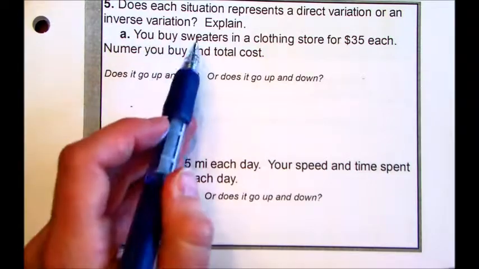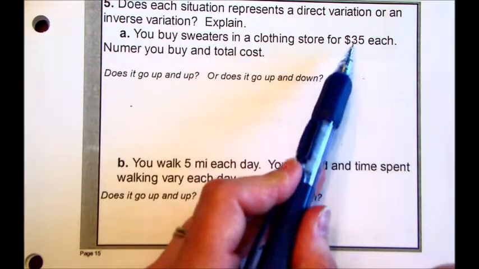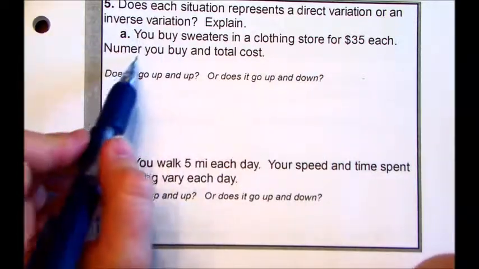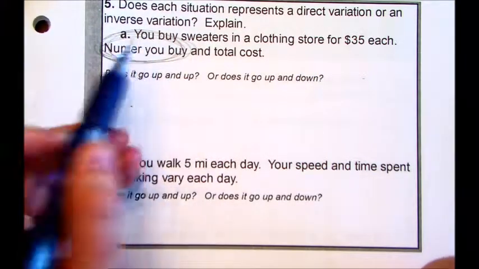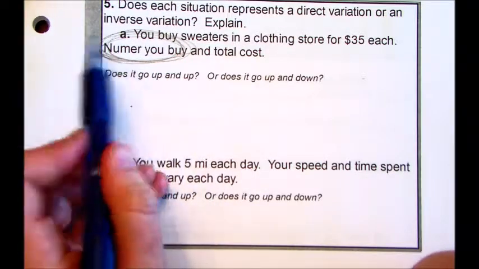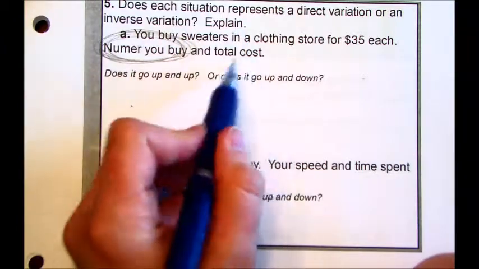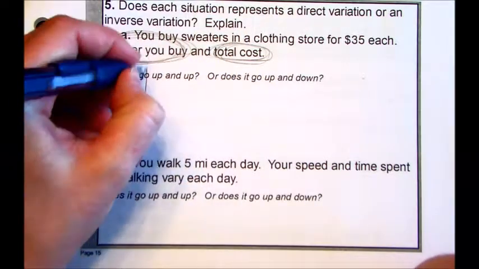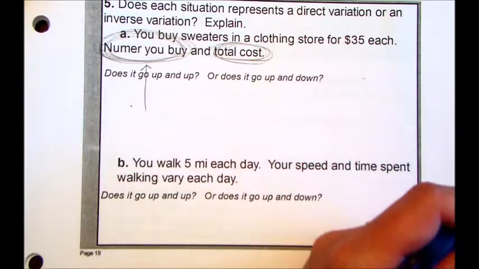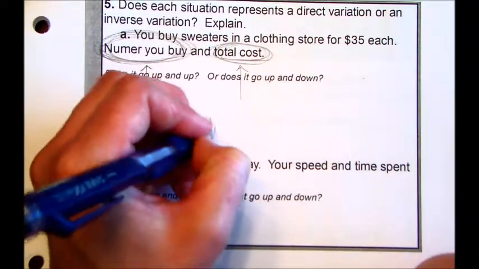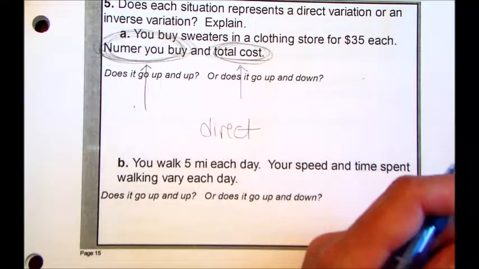Again, you buy sweaters in a clothing store. $35, that's really expensive. Don't buy sweaters for $35. How many you buy, I don't know, maybe you want to spend your money there. Do whatever you want with your money. No, don't do whatever you want. Okay, how many you buy and how much you have to spend. Okay, as the number of sweaters you buy go up, the total cost goes up. This is direct variation.